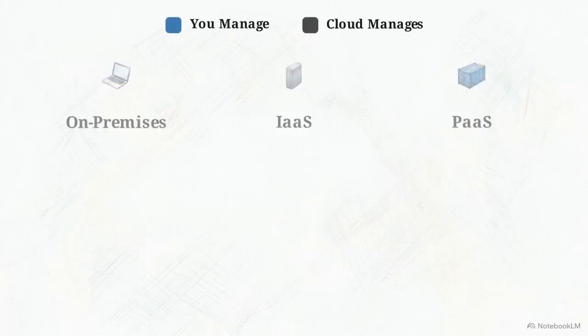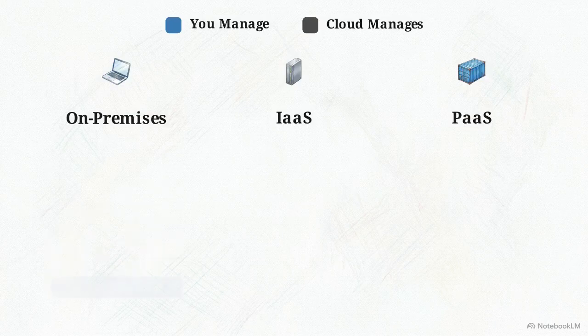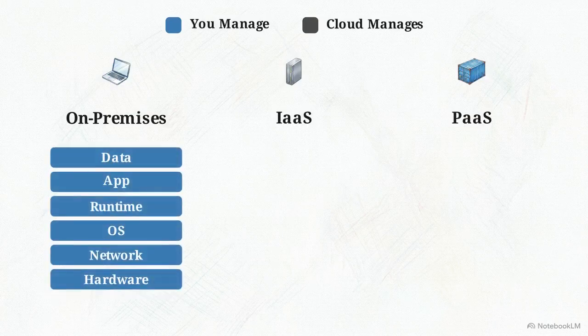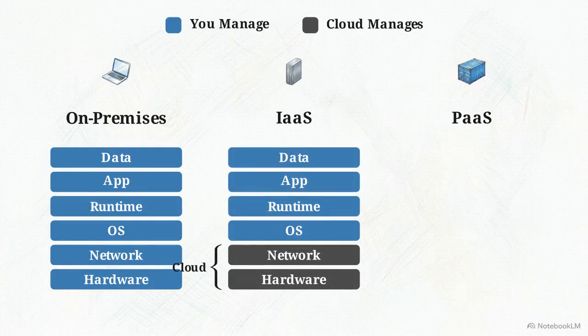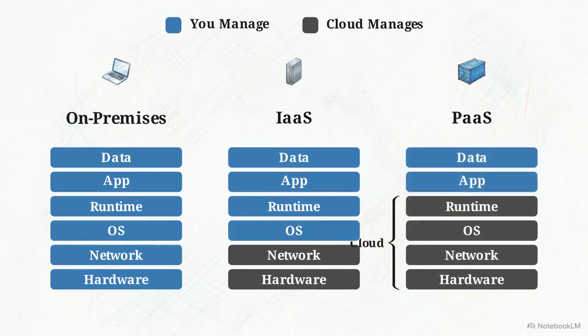This matrix shows what you manage versus the cloud provider. On premises, you maintain every layer. With IaaS, the provider handles physical hardware and networking. With PaaS, they also manage the operating system and runtime. Your only responsibility is writing application logic and managing your data.